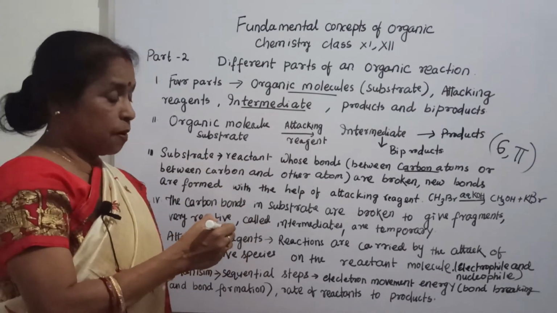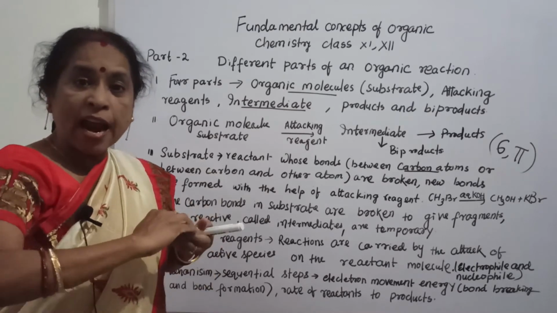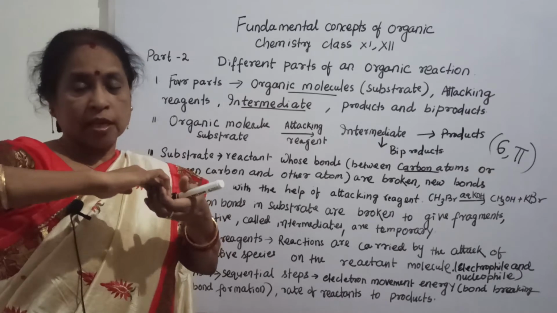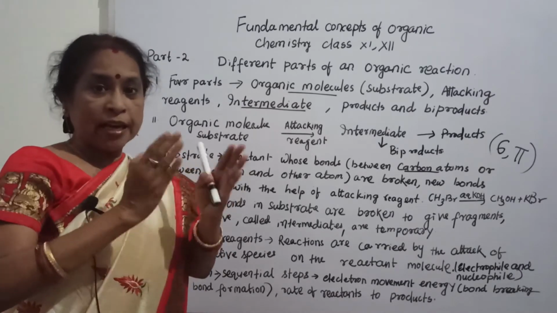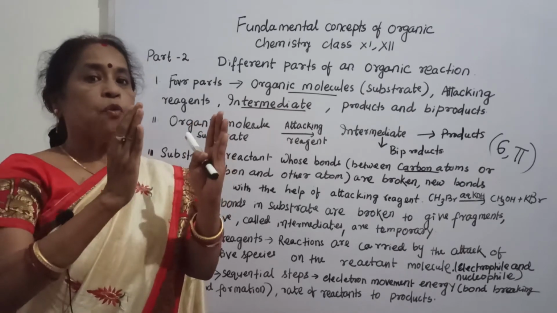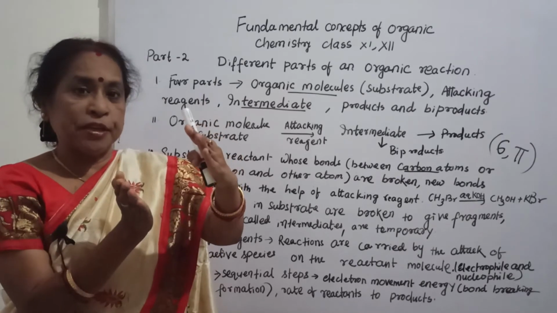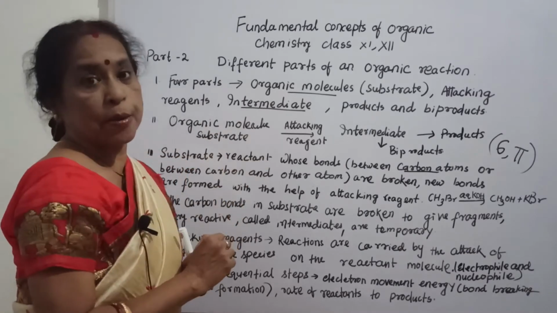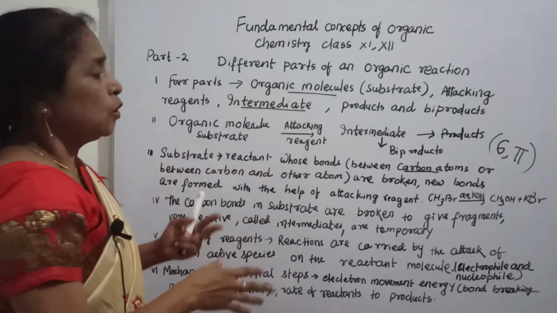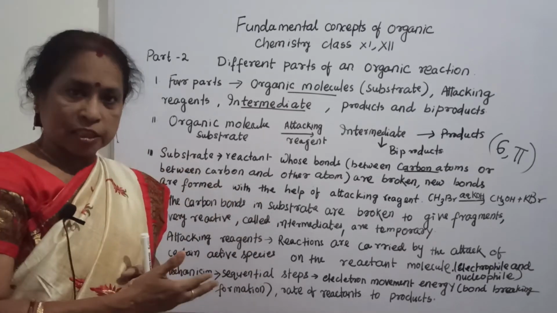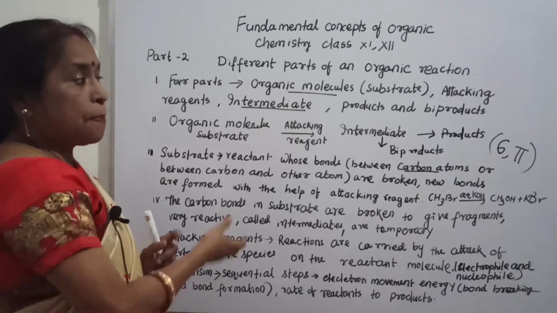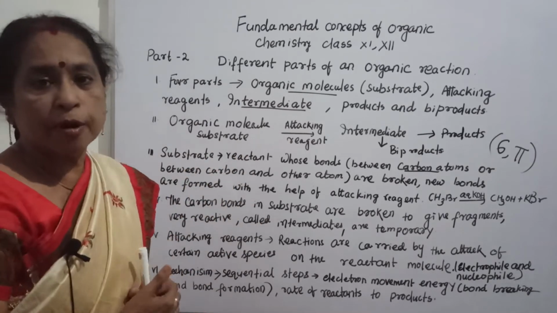How is a sigma bond formed? By head-on overlapping: Px, Px, this gives sigma. And what is pi? Pi is lateral overlapping, that is called sidewise overlapping. Py, Py, or you can say Pz, Pz, these are called pi bonds. So covalent bonds are two types, sigma and pi. When an organic reaction starts, if a pi bond is present, it will break first. If a pi bond is not there, then the sigma bond will break.